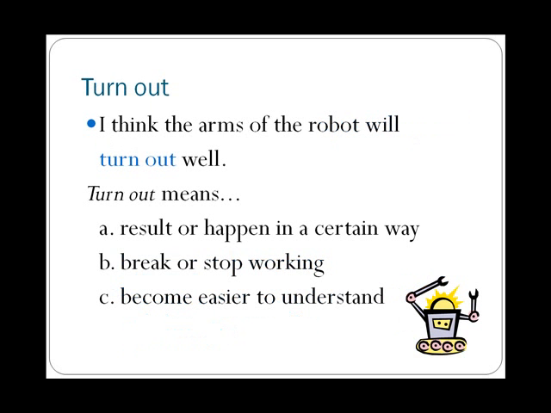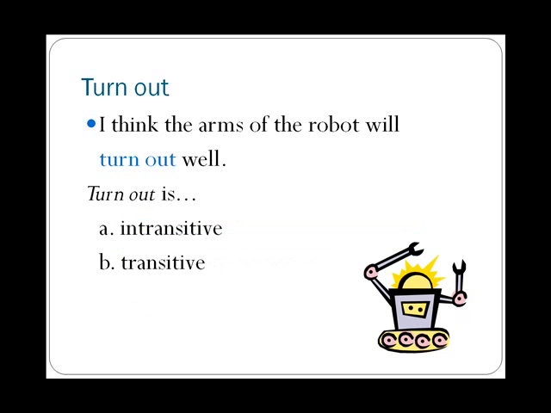In the clip, I also said, I think the arms of the robot will turn out well. What does turn out mean? A. Result or happen in a certain way. B. Break or stop working. C. Become easier to understand. The answer? A. Look at the statement again. Is turn out intransitive or transitive? There is no object. Turn out is intransitive.